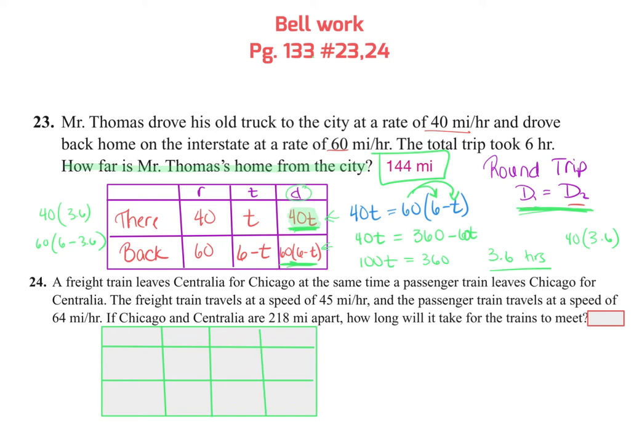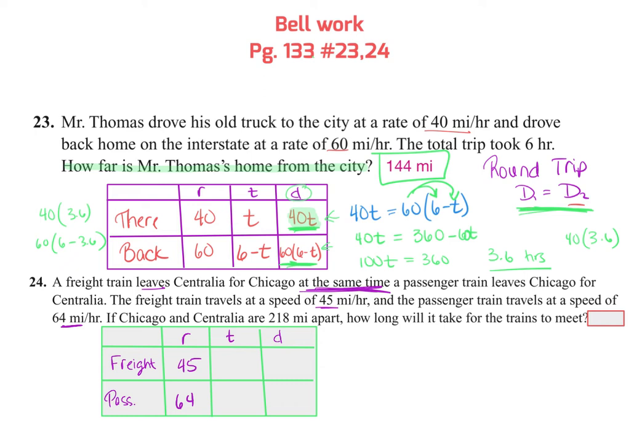All right. And so I have freight train. That's my first guy here. Passenger train is my second one. The freight train is traveling at 45 miles an hour. The passenger train is traveling at 64 miles per hour. It says that the freight train leaves at the same time as the passenger train. They leave at the same time. This is kind of key here.